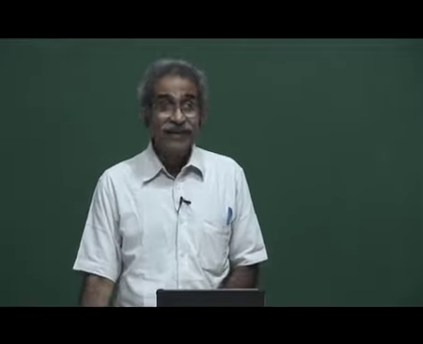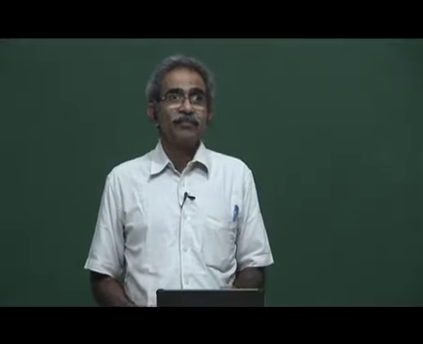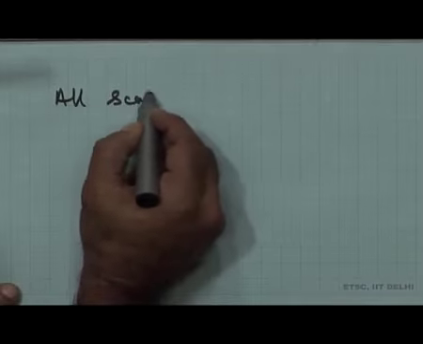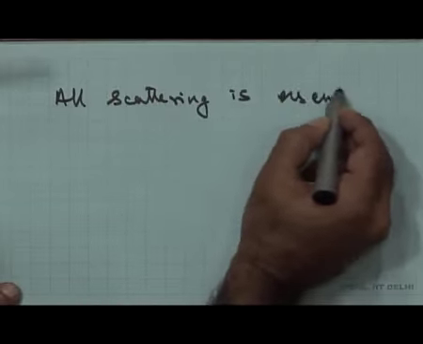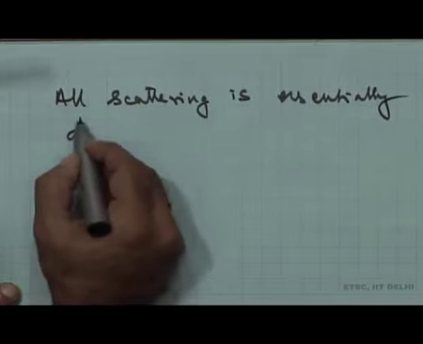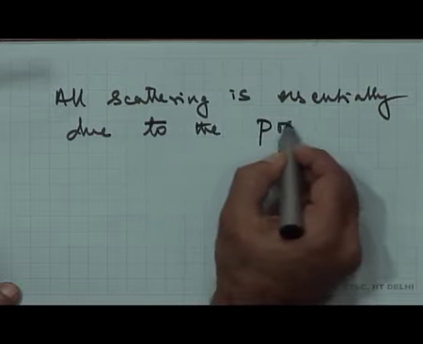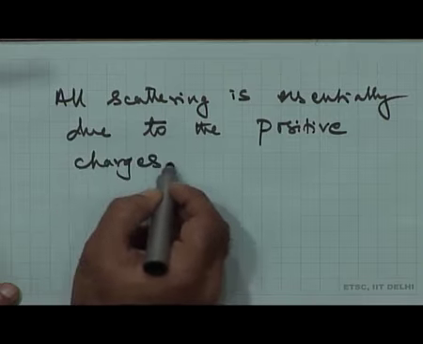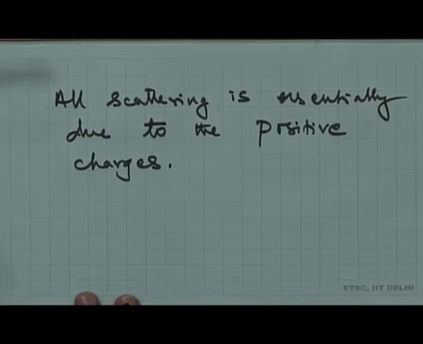That means in the scattering, if at all there is a change in the angle, that is the momentum of the alpha particle, that should come because of the positive charges. So all scattering is essentially due to the positive charges. That is very, very important. So for all future purposes, we are going to ignore electrons.